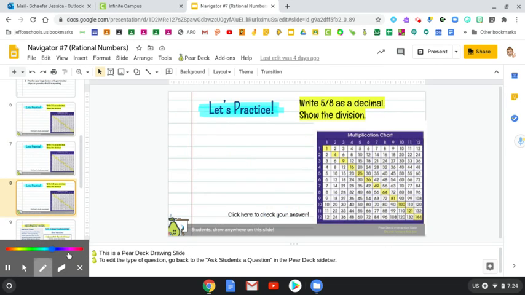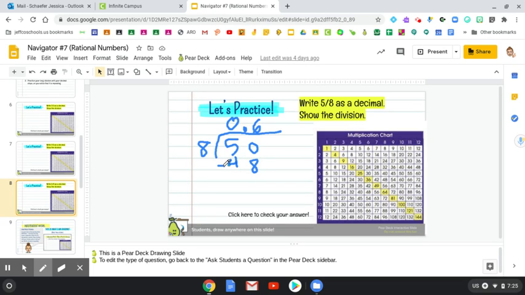All right, 5/8. 5 in the box, 8 outside. Again, 8 can't fit into 5, fits in 0 times. Add my decimal, bring in my 0. 8 fits into 50 6 times, which is 48.